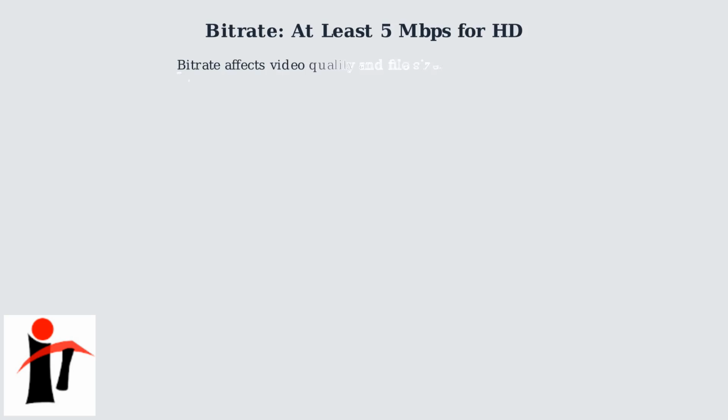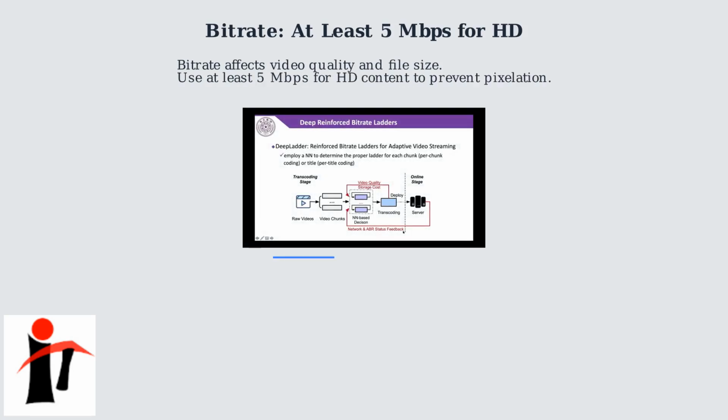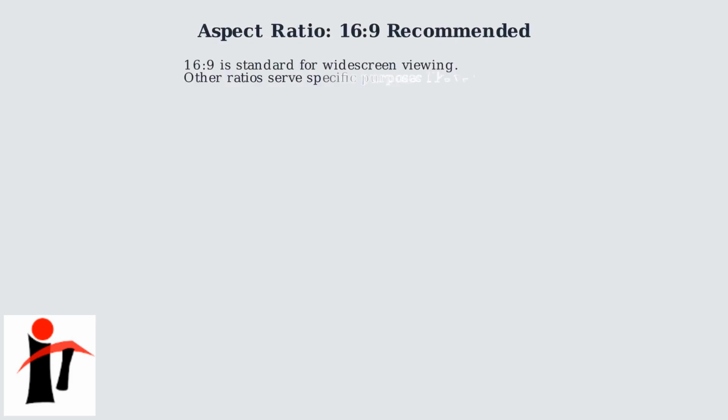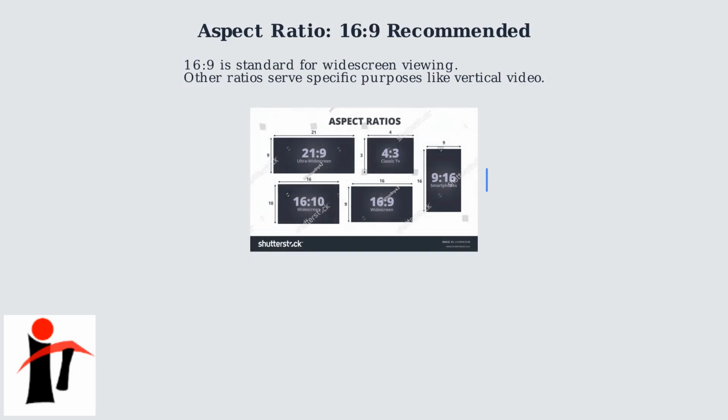Bitrate determines video quality and compression. For HD content, maintain a bitrate of at least 5 megabytes per second. Vimeo's adaptive bitrate streaming automatically adjusts for different devices. The recommended aspect ratio is 16:9 for optimal viewing on most devices. This widescreen format works well for Vimeo content, though other ratios like 9:16 suit vertical mobile video.